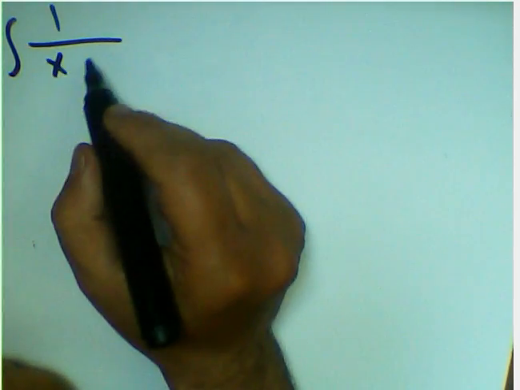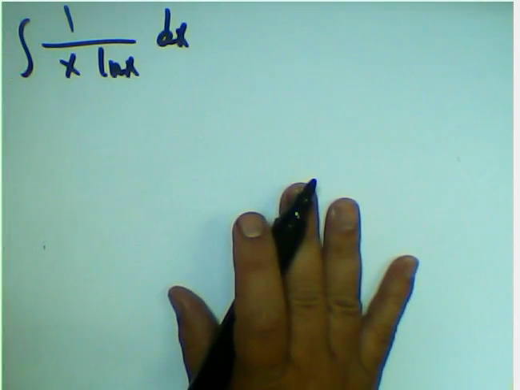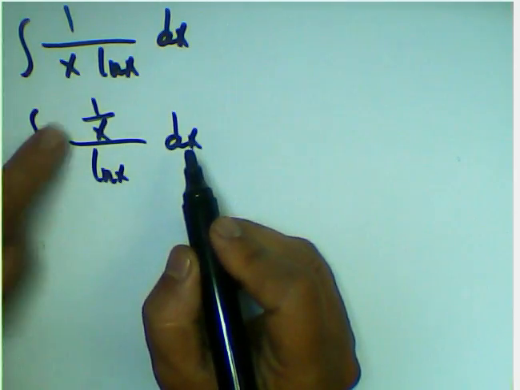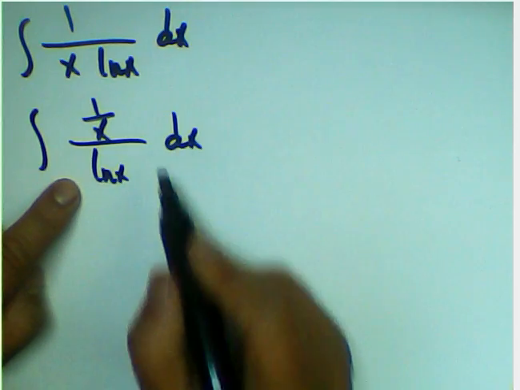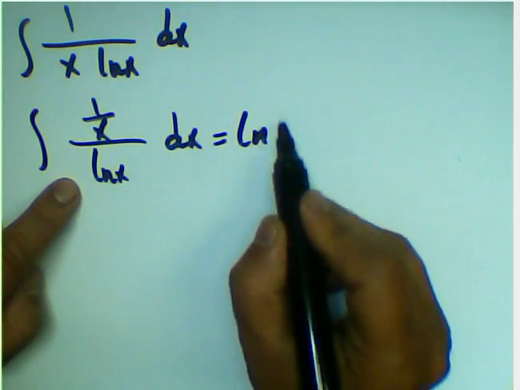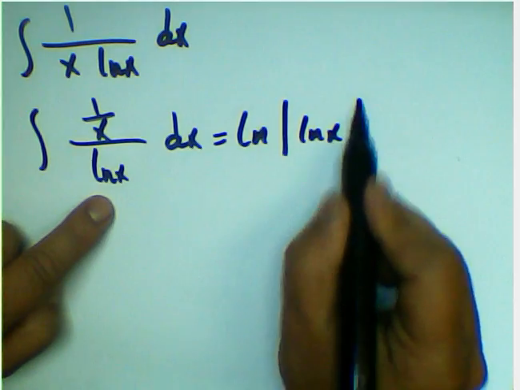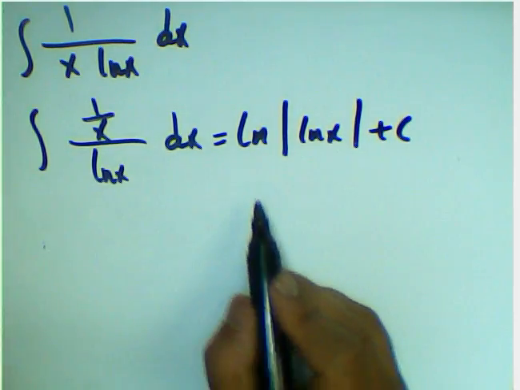Look at this example. We want to find the integration of 1 over x multiplication by ln of x dx. Okay, we know this function 1 over x over ln of x dx, numerator derivative of denominator, so the result will be ln of absolute value of the function in denominator plus constant.